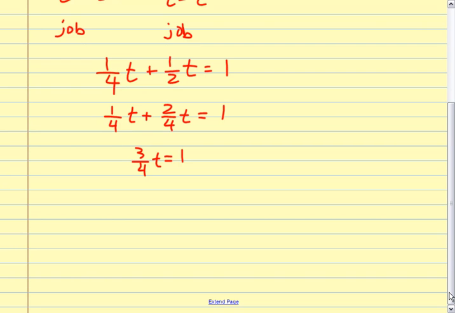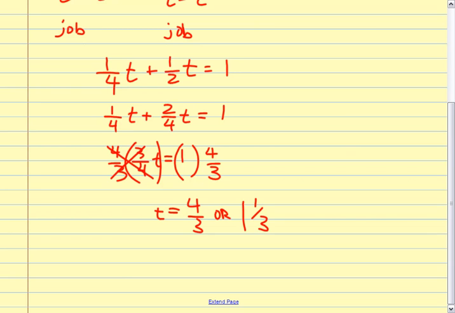Multiply, what do I do here? Alan? Reciprocal, right? Multiply by the reciprocal, 4/3, and the time is equal to 4/3 or 1 1/3 hours, minutes, seconds, months, days? Days. Because remember, our job was in terms of days. The two of them working together can chop a cord of wood in 1 1/3 days.